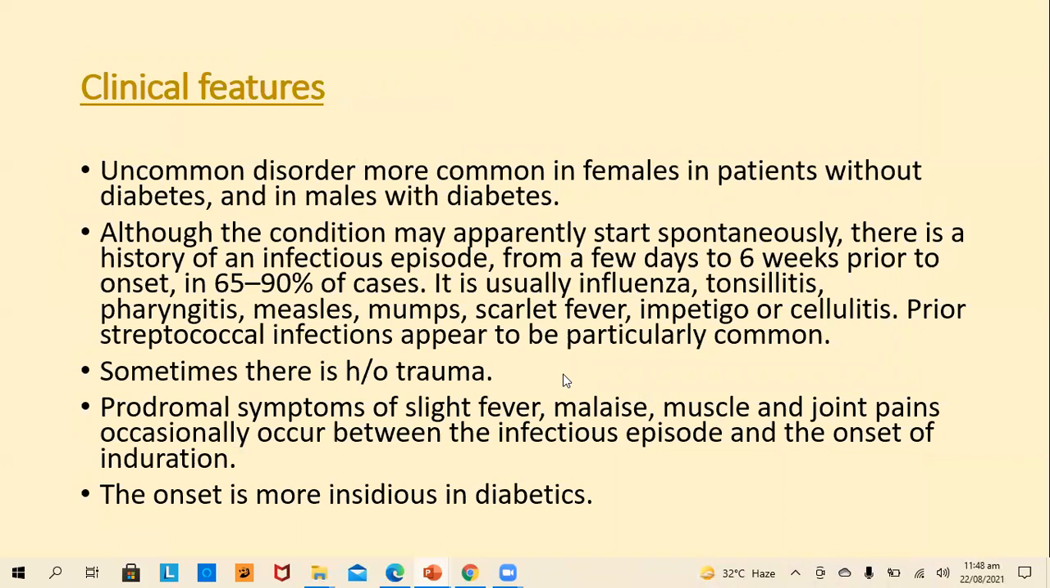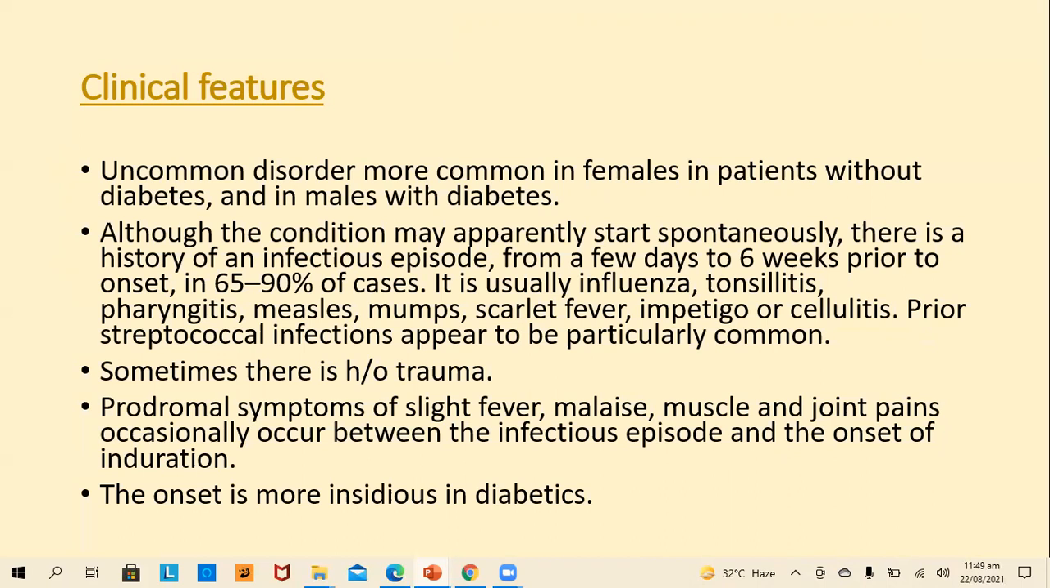Clinical features. It's an uncommon disorder, more common in female patients without diabetes and male patients with diabetes. Although the condition may apparently start spontaneously, there is a history of infectious episode for a few days to 6 weeks prior to the onset in 65 to 90% of the cases. This episode can be an influenza, tonsillitis, pharyngitis, measles, mumps, scarlet fever, impetigo, or cellulitis. Prior streptococcal infection appears to be particularly common.